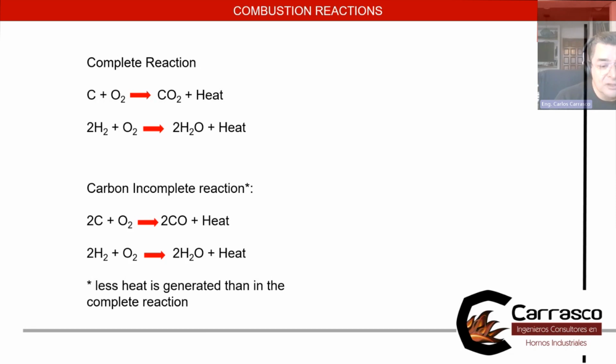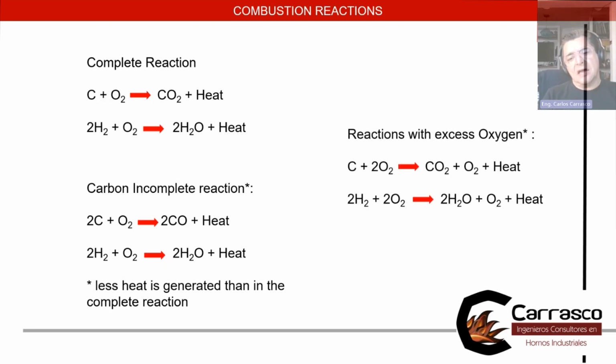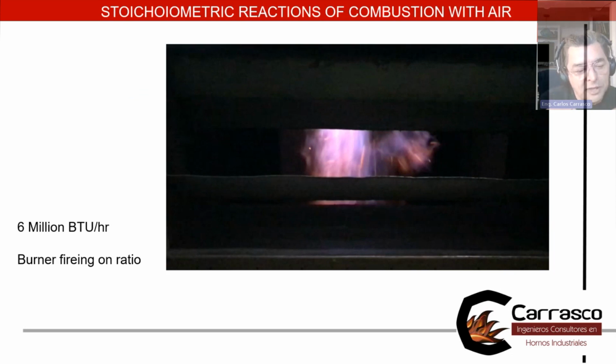Sometimes the systems are not able to do that, so I have incomplete reactions, where I have some byproducts of the combustion plus heat, and these generate less heat in the system. Less heat is released either by having less oxygen or an excess of oxygen in my system. In all cases, I will not be able to get the total amount of heat that the combustion system can release. So it is important to have a good combustion system design, good valves.